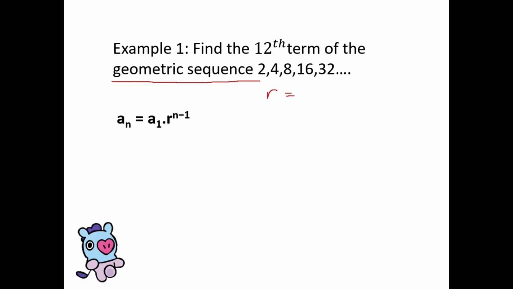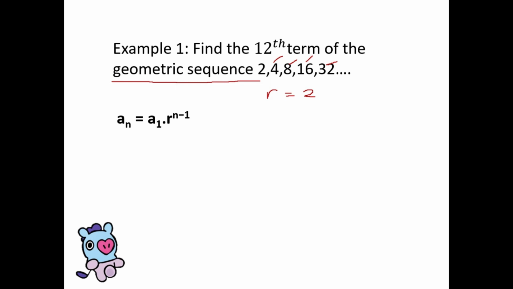From 2, it becomes 4, which means we are multiplying 2 to our preceding term. So r is equal to 2. Why? 2 times 2, 4. 4 times 2, 8. 8 times 2, 16. And 16 times 2 is 32. You have it there as our value of r, which is 2.